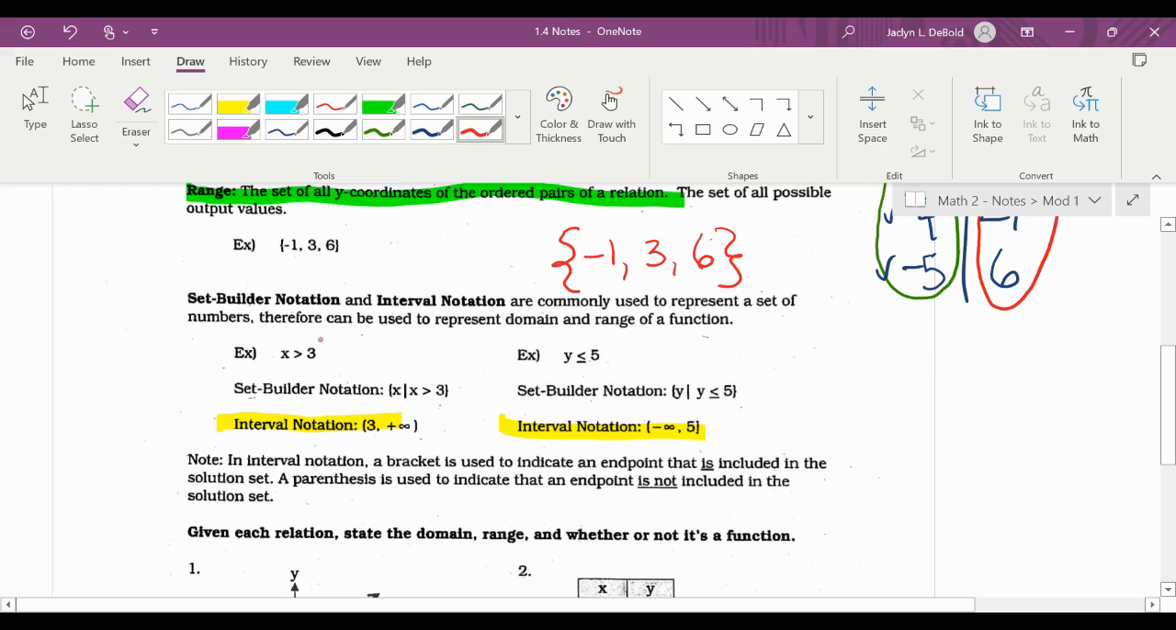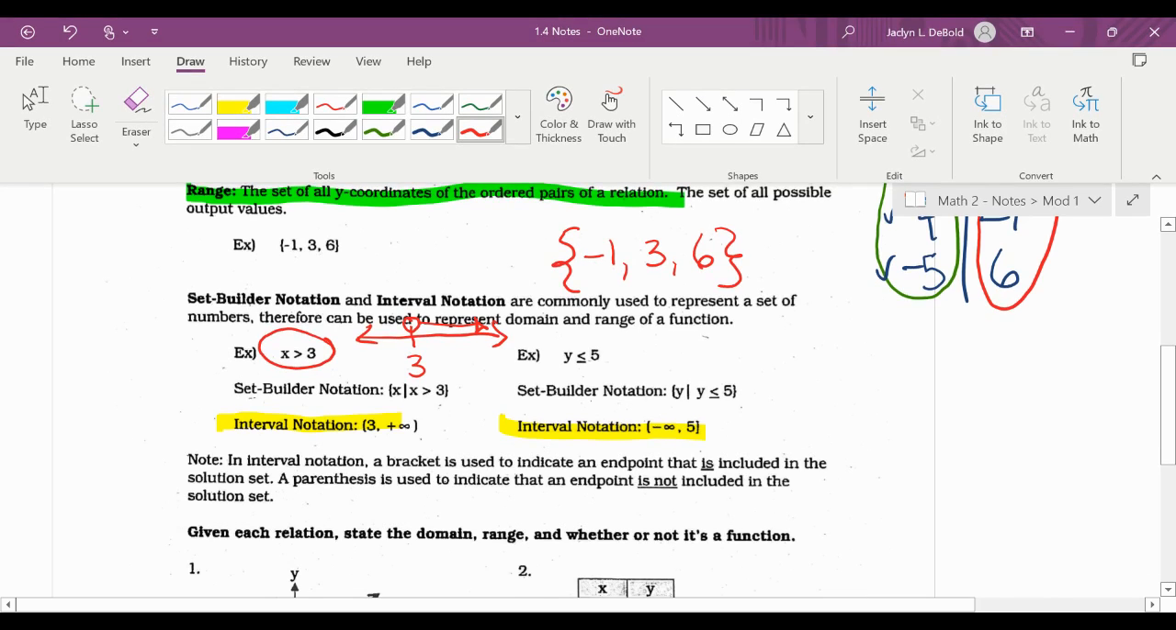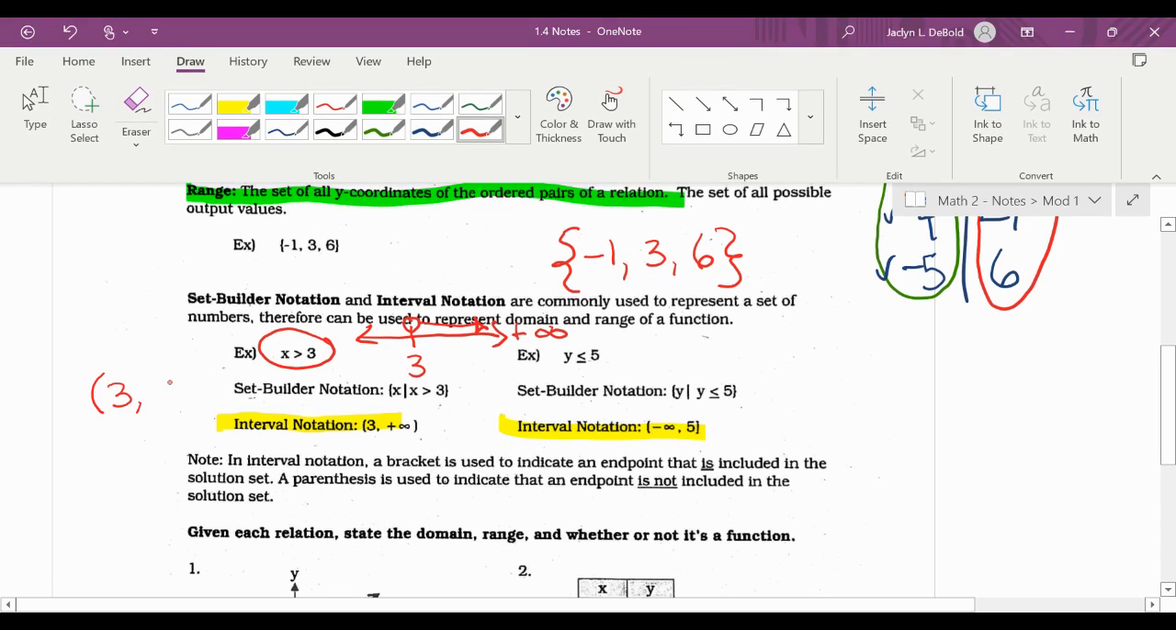If I'm going to write for x is greater than 3, it's like looking at a number line with 3 as an open circle, and looking at how it's shaded. I'm looking at all the values to the right, so it's going to positive infinity. When I list this, my low value is 3, my high value is infinity, so I'm going to use parentheses, and it's going to go from 3 to infinity.